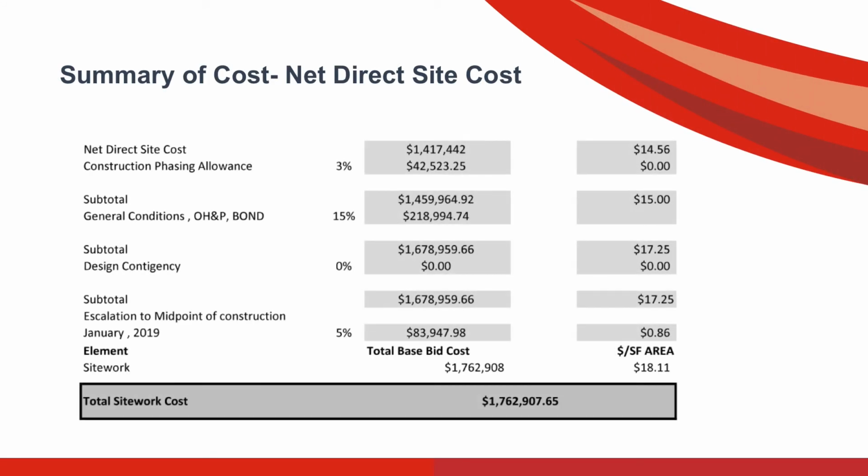Moving on to the project summary of cost, the net direct site cost for the whole project is $1,417,442. This is roughly around $14.56 per square foot. After adding 15% for the general conditions and 5% for the escalation to midpoint of construction of January 2019, we will have a total base bid cost of $1,762,908. This is roughly around $18.11 per square foot of the area.